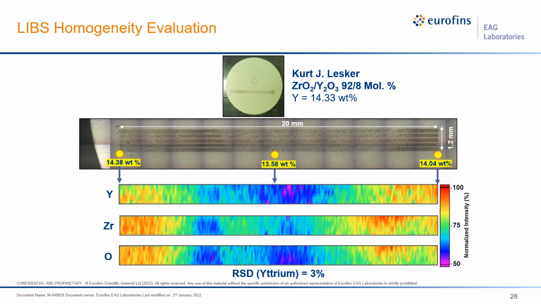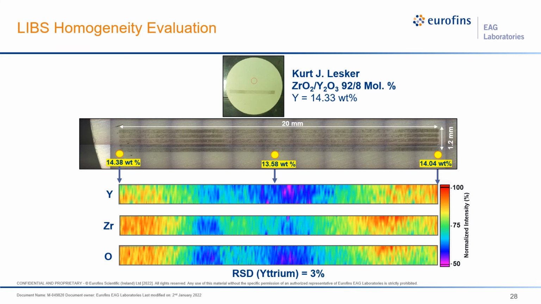You can see the yttrium concentration varies from 14.4 to 14.04 with an RSD of about 3%. Similar is observed for zirconium and oxygen. So this gives us the confidence that this is a fairly homogeneous reference material that we can use to establish the precision of the method.